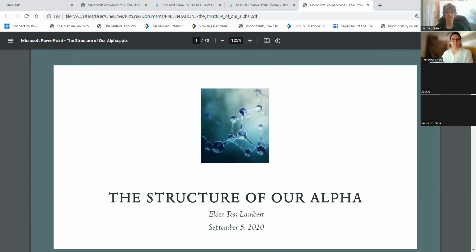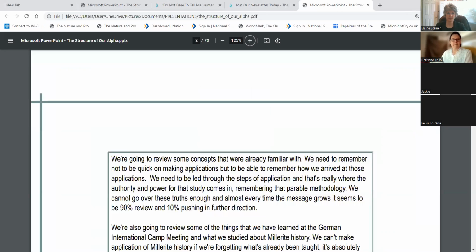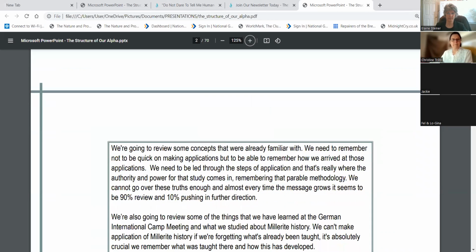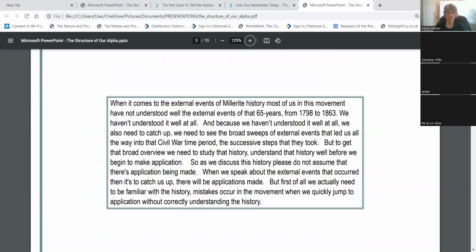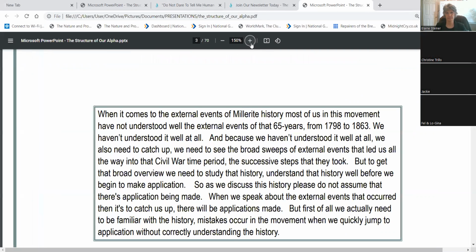All right, this presentation is a continuation of what Christine just presented. It was filed on September 5th, 2020, the structure of our alpha. So now that you can see the text, does anybody need it bigger? Is that good? Okay.